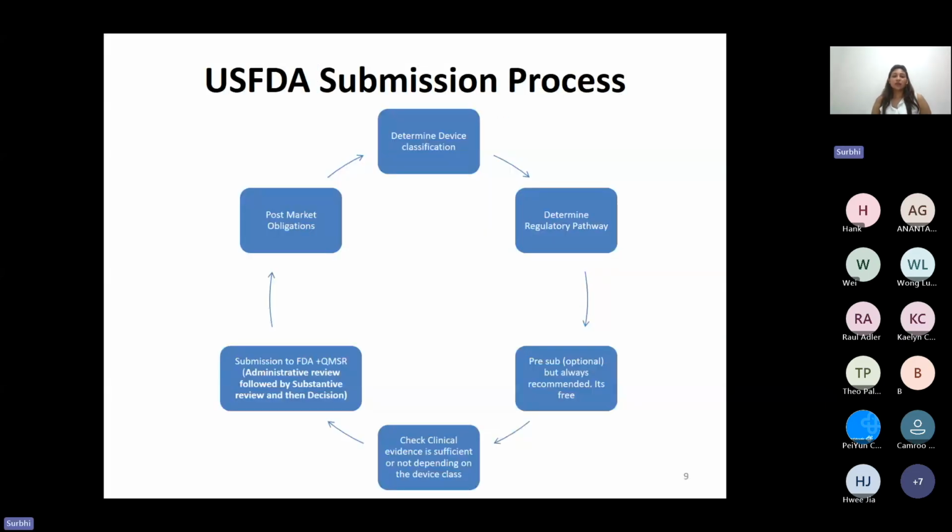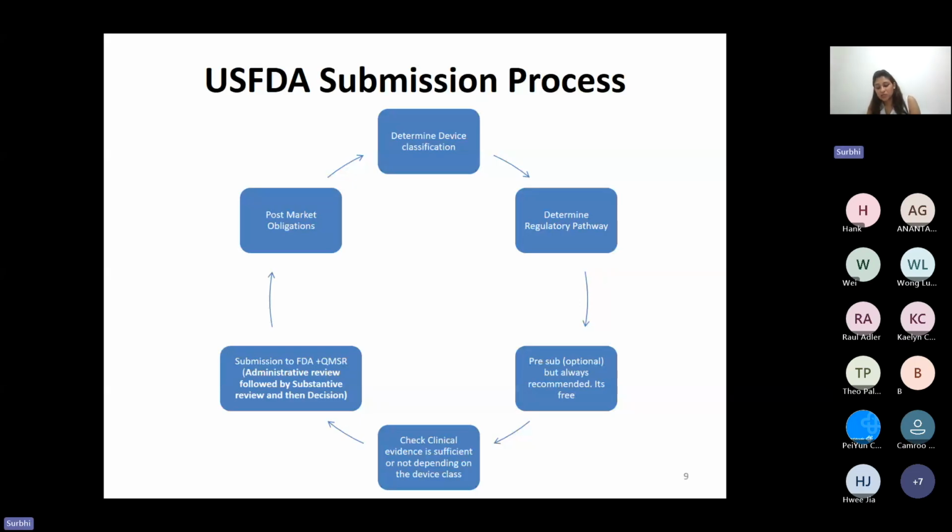All right, the US FDA submission process in a very nutshell for any manufacturer who is planning to register their device with the US FDA. First and foremost, identify the device classification, whether it is Class 1, Class 2, or Class 3.